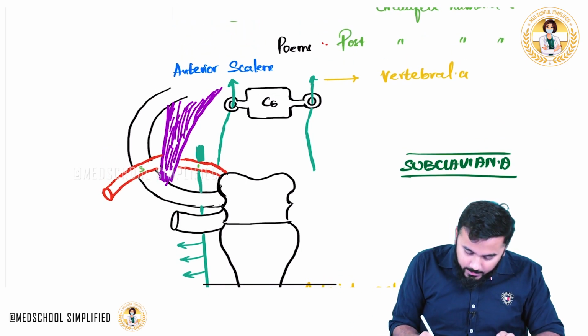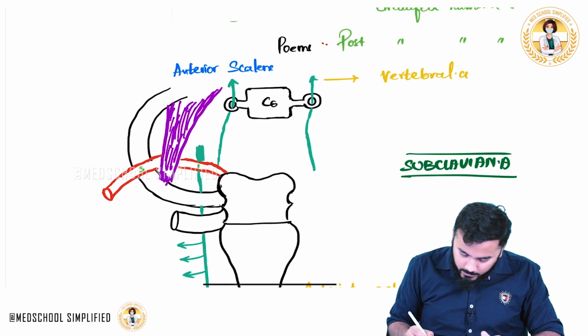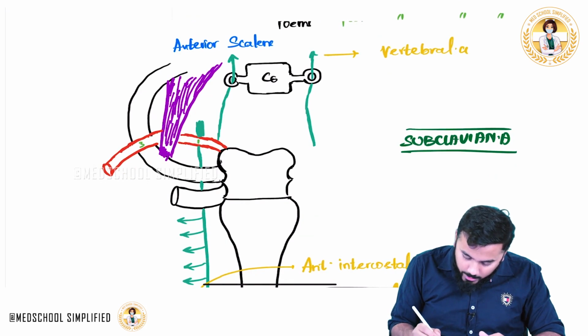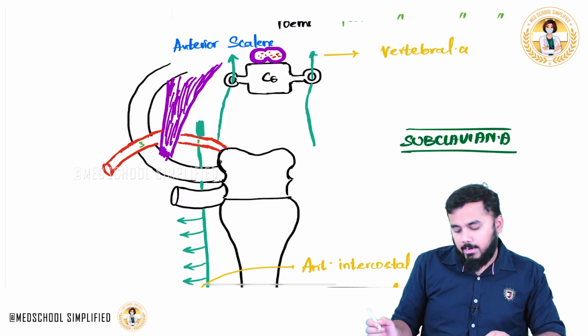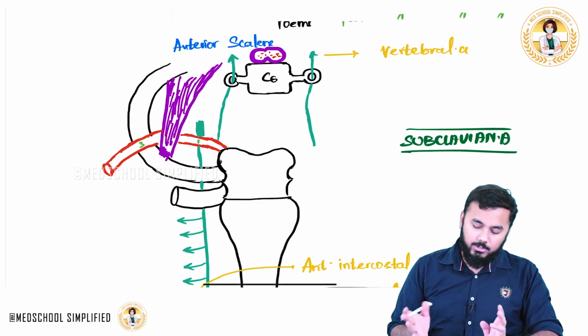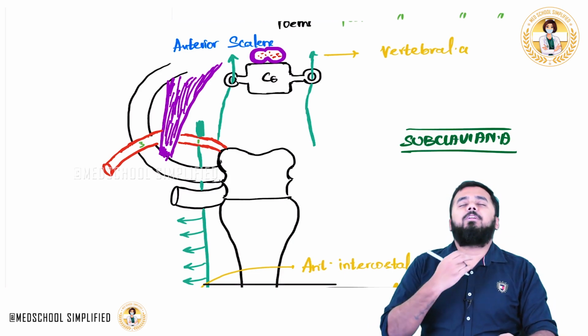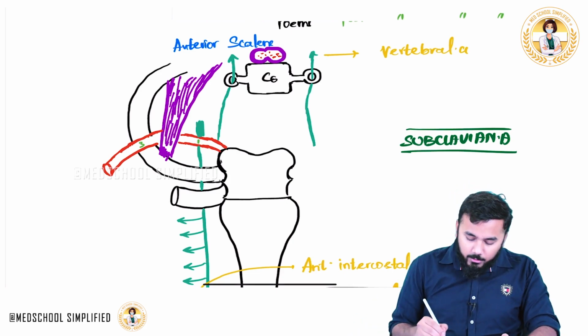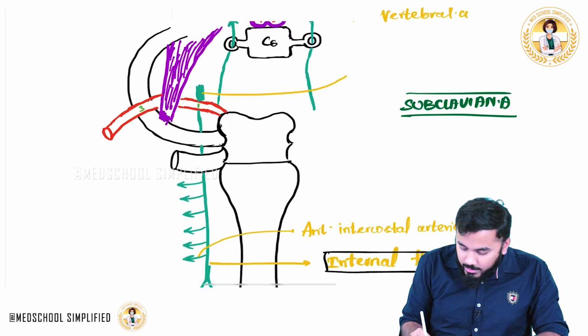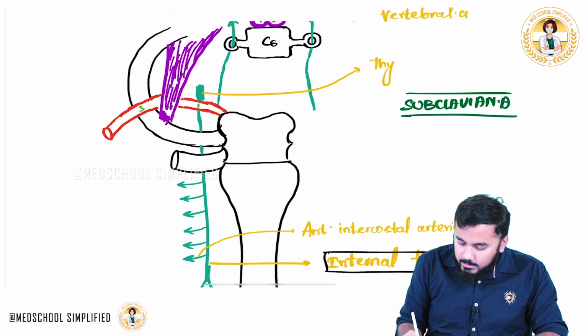Let me draw it over here itself. Let us say this is your thyroid gland here. I'm not telling you the thyroid gland is located on top of C6, but I'm just showing it to you because there is no space here. Now this trunk here is called the thyrocervical trunk.